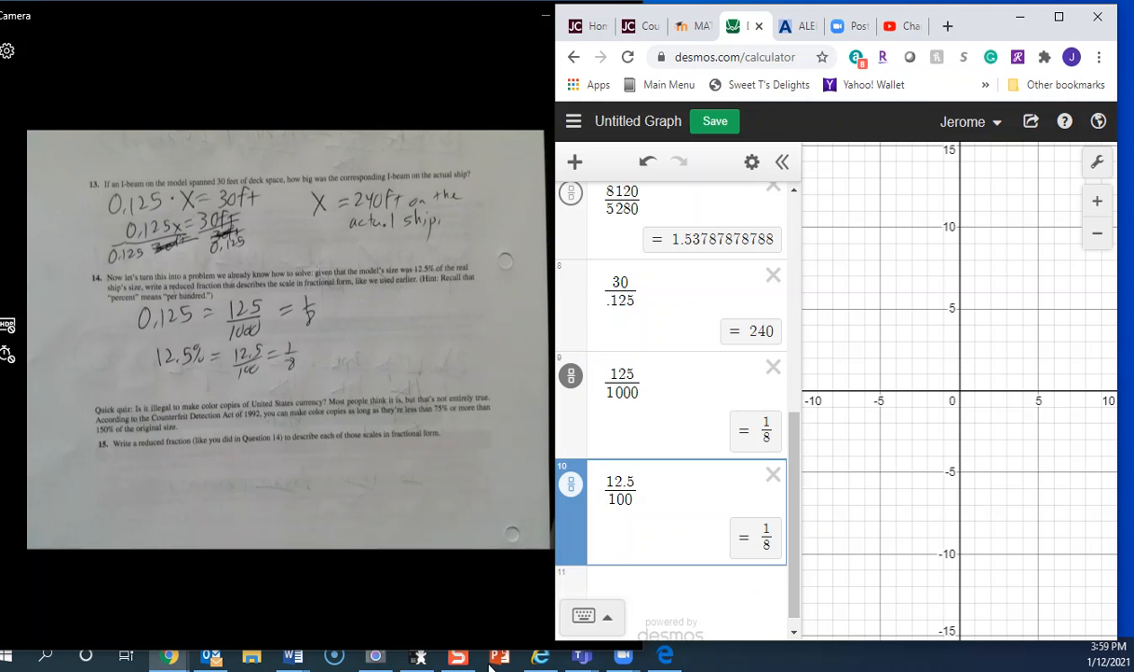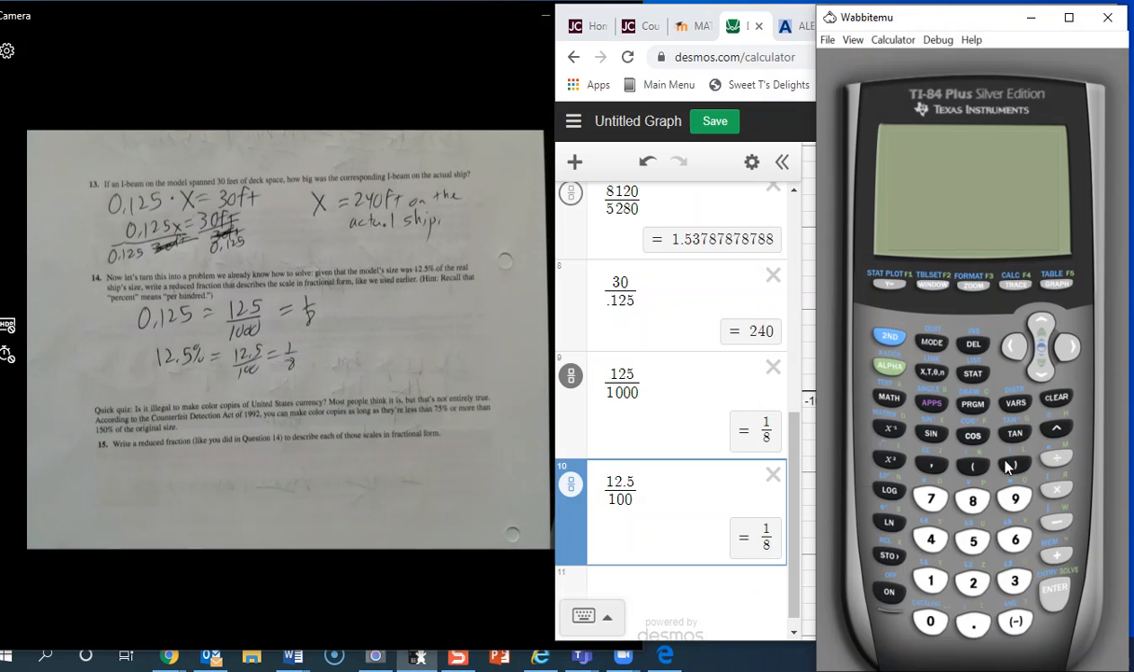Now, the TI calculator. It doesn't matter which route you go, but if you did the 12.5 divided by 100, that gave you this decimal. You would hit math, and then you would see here where it says fraction, you would hit enter twice, and it gives you the fraction.